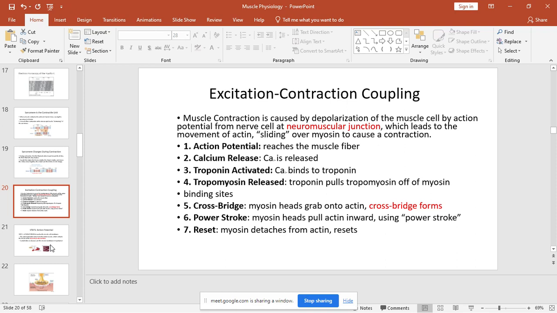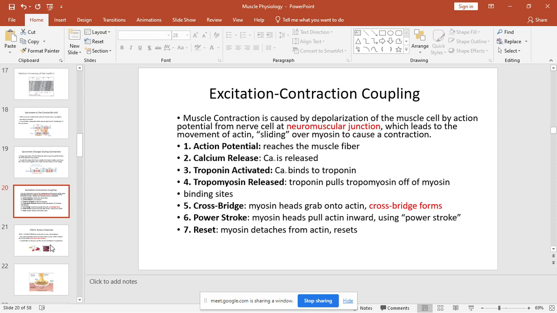So once the cross bridges are formed between the actin and the myosin, using ATP, which is a quantum of energy for the body, this myosin can now pull the actin inwards, towards the M line on both sides, which then leads to the shortening of your sarcomere. And that action of pulling the actin on both sides towards the M line is called the power stroke.